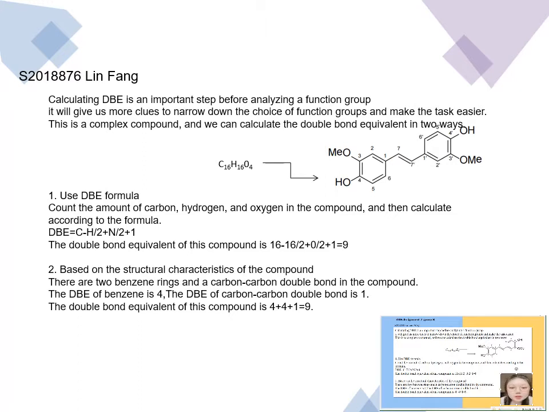Calculating double bond equivalent is an important step before analyzing a functional group, and it will give us more clues to narrow down the choices of functional groups and make the task easier. It is a complex compound in the picture, and we can calculate the double bond equivalent in two ways. The first way is using the DBE formula. Count the amount of carbon, hydrogen, and oxygen in the compound, then calculate according to the formula. The double bond equivalent of this compound we can calculate is 9.